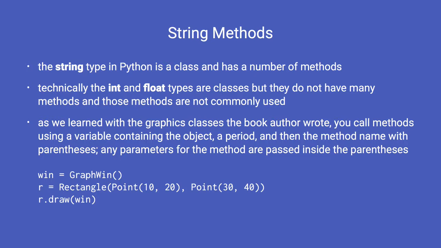Here's an example. We create a graph_when object and a rectangle object. We then call the rectangle's draw method by putting the expression containing the rectangle, which is r in this case, followed by a period. Next, we write the name of the method the rectangle object supports, which in this case is draw, followed by parentheses. The draw method requires we send it a graph_when object that indicates the window in which to draw the rectangle, so we place a graph_when object inside the parentheses.